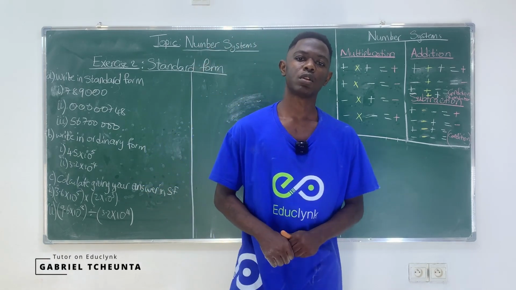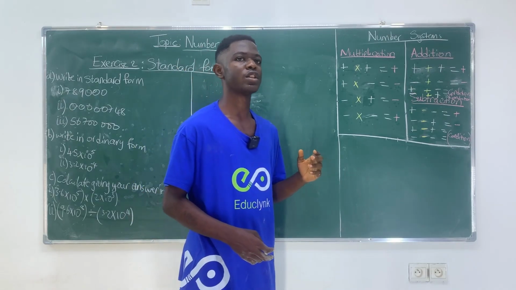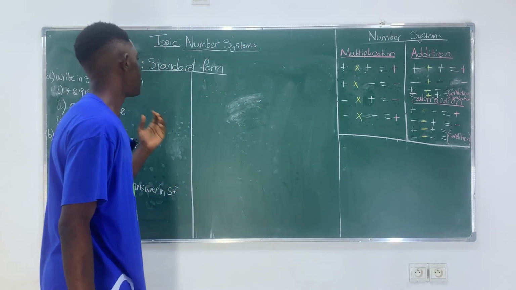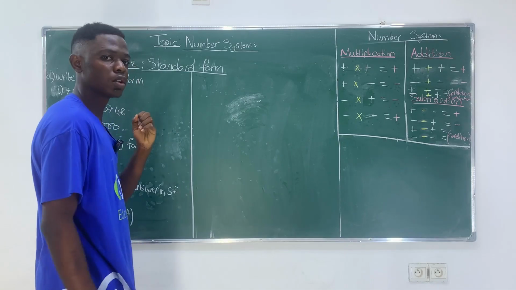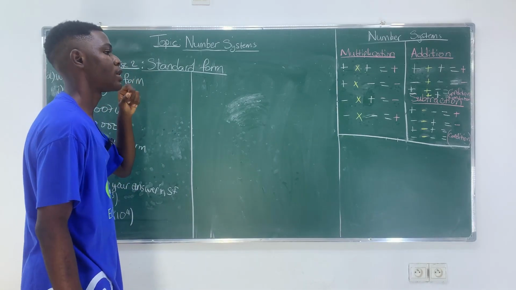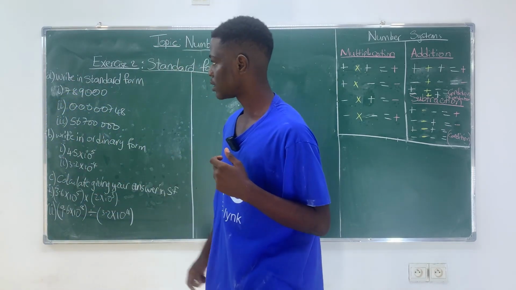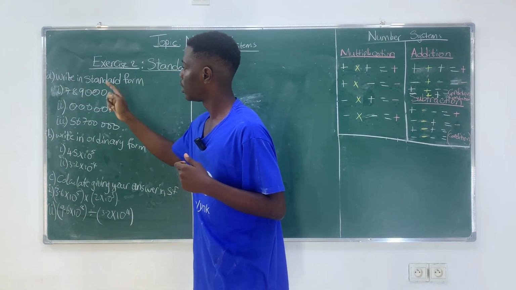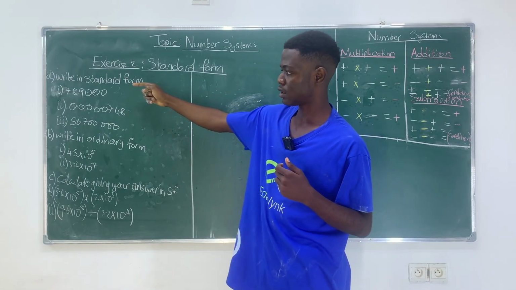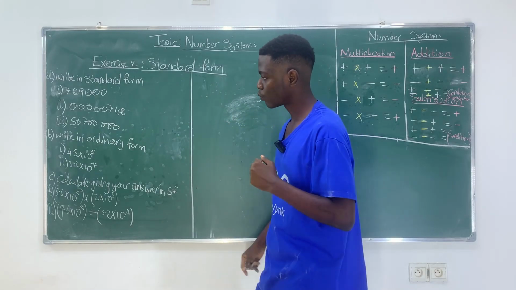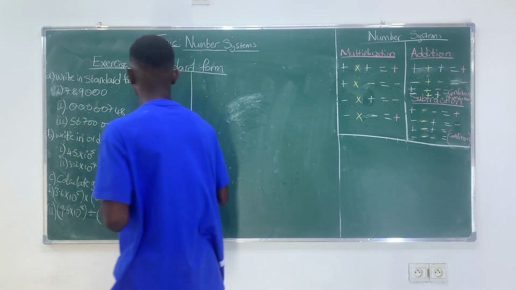Now we are going to do exercises on the second topic, which is standard form. The second subtopic on the topic number system, which is standard forms. So the exercise goes by write in standard form this and this and this. We're going to start with that.